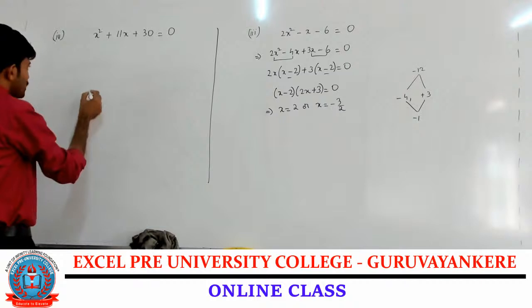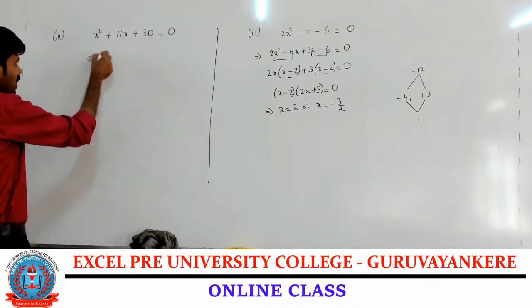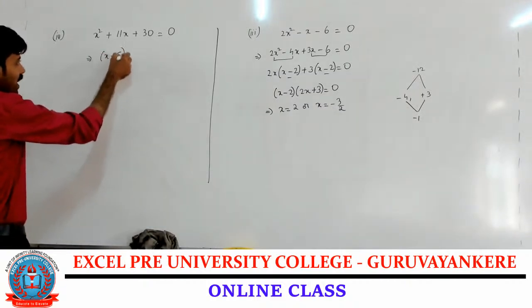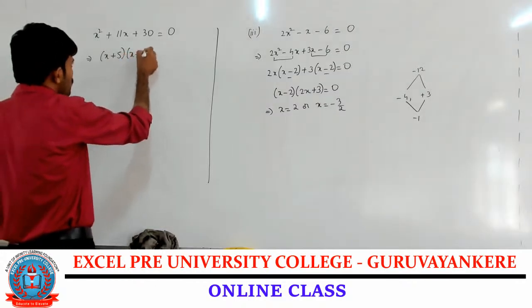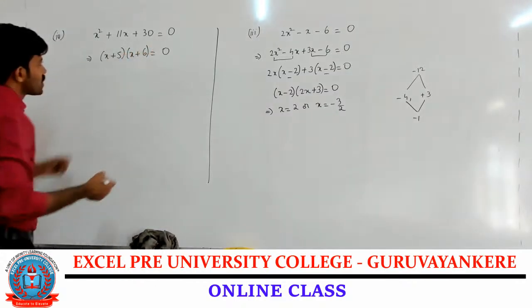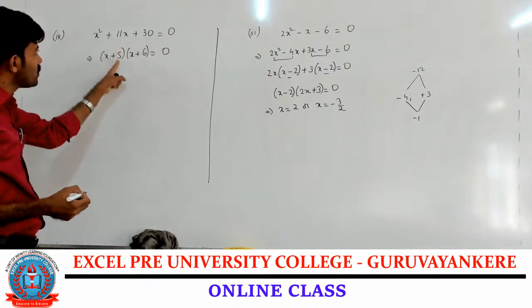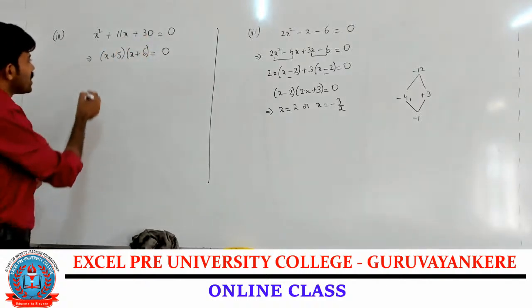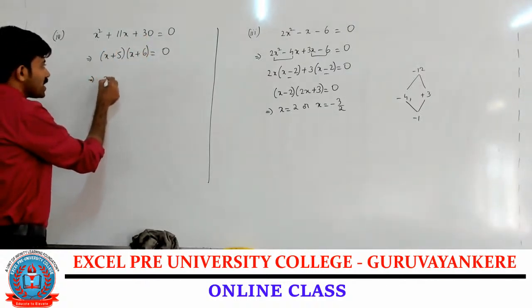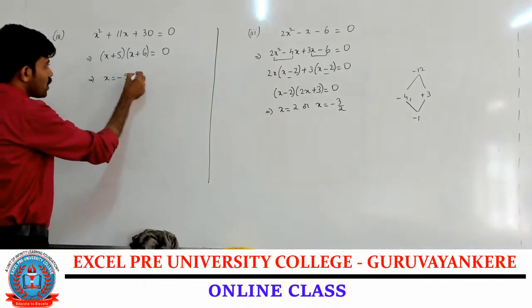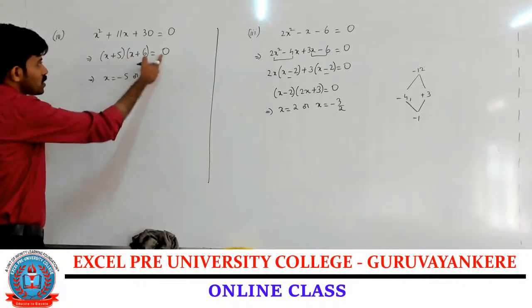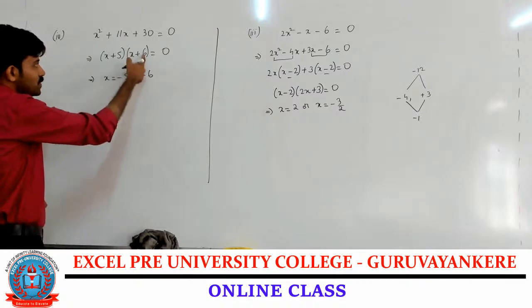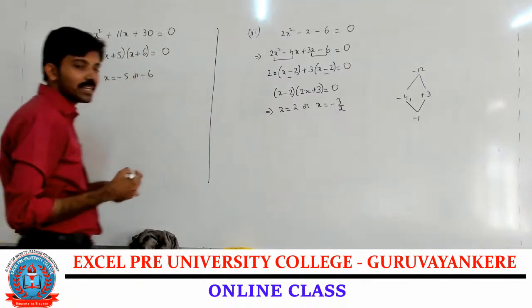So to simplify, this will be (x + 5)(x + 6) = 0. Directly I write the step: 5 plus 6 is 11, 5 into 6 is 30. A into B is 0 means either A equal to 0 or B equal to 0. x + 5 = 0 means x equal to minus 5. x + 6 = 0 means x equal to minus 6.